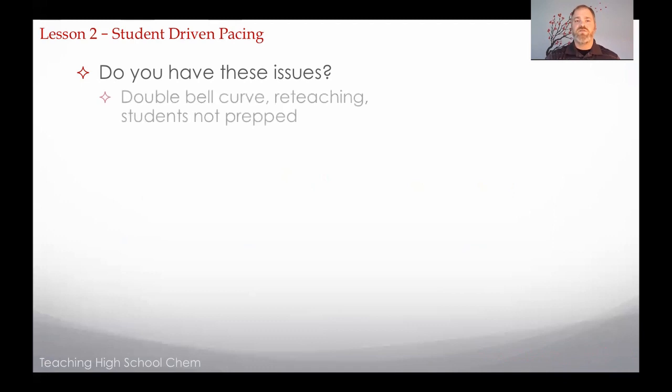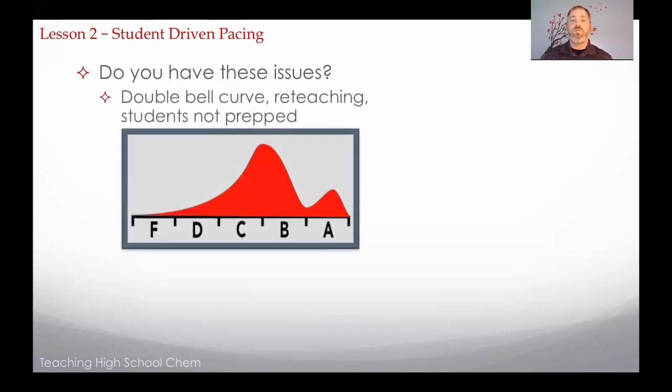So to give you an idea of what I'm talking about, let's look at some possible issues. You have what I call the double bell curve, where your best and brightest are getting it, and then there's this gap, and then there's everybody else. A lot of your students are in this low B, upper C range, or even mid B range, shifted a little bit. But there's this gap, and to be honest with you, I don't think that gap has to be there. I think we can close that gap.